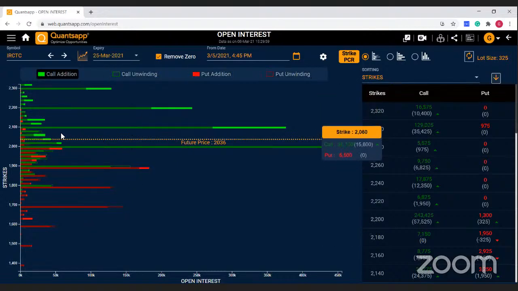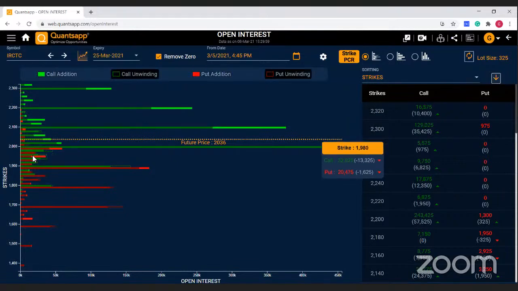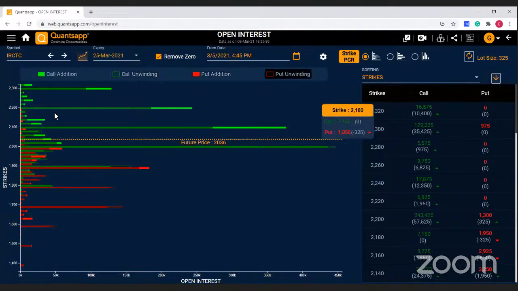So if I say at the higher level, you can still say that writing is happening. Writings are still happening. You can say at the levels of 2100, 2020, 2060, 2040. All these are the levels where writing is still happening. And the call writer, you can see the shift is going upward.